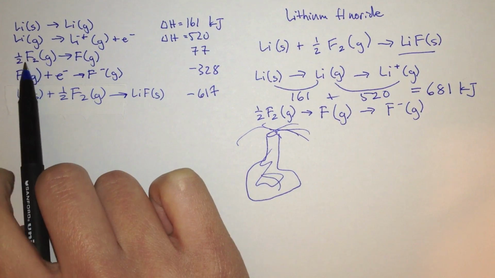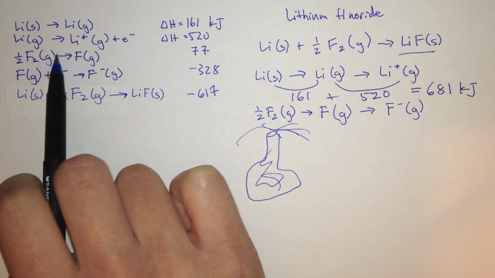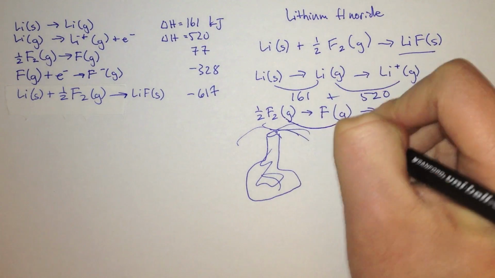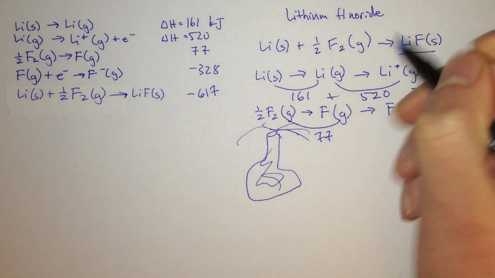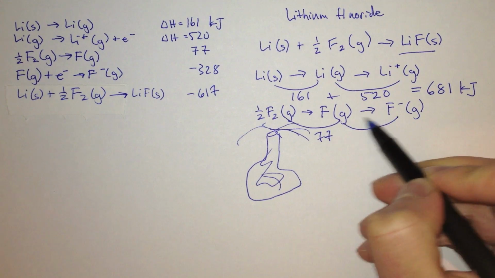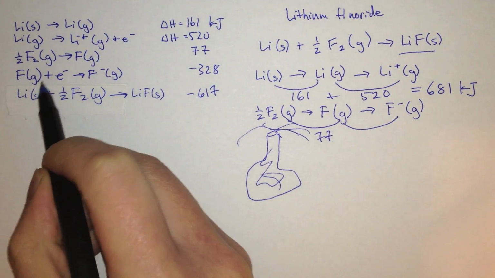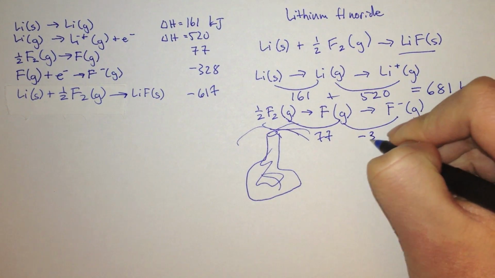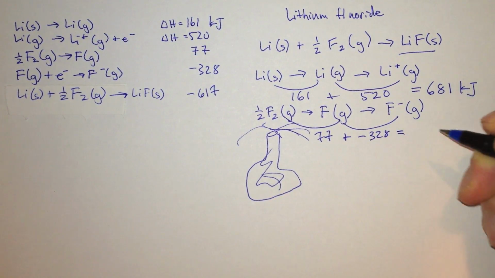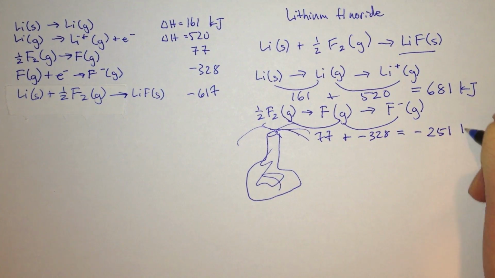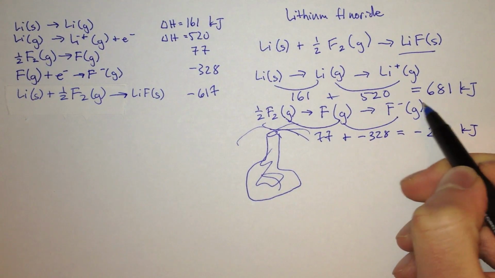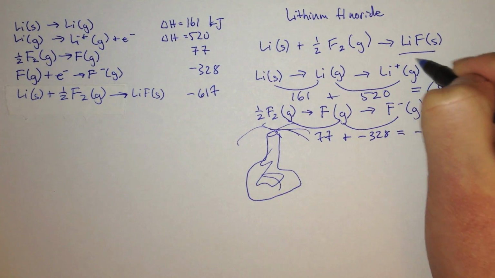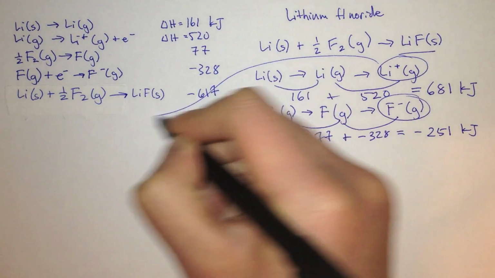This time they were nice enough to take half of an F2 and make one F, so we can take this 77 kilojoule number and use it directly. So here it's 77, and we take our fluorine gas, and we want to make it an F minus, so that means we have to give it an electron, and that's negative 328 kilojoules. And we add these up, we get negative 251 kilojoules for the heat of formation of a gaseous fluoride ion.